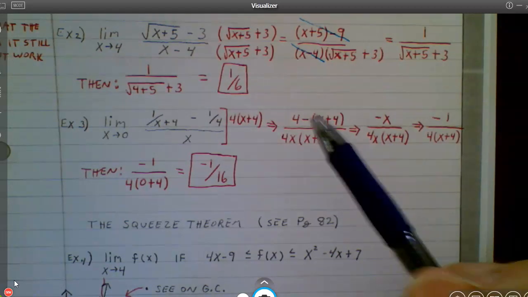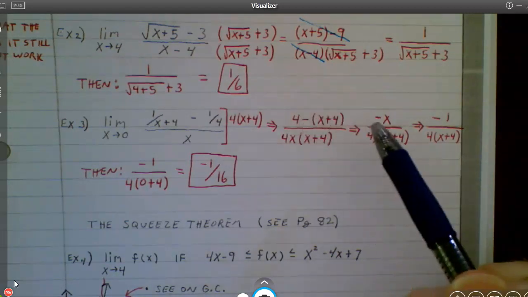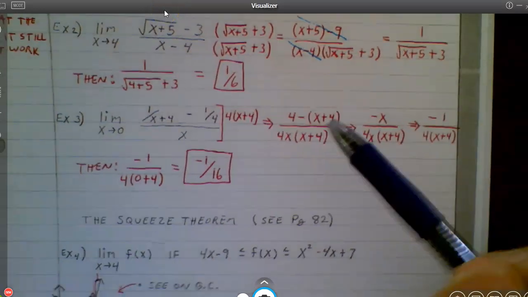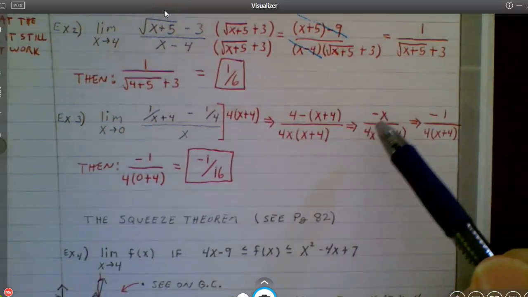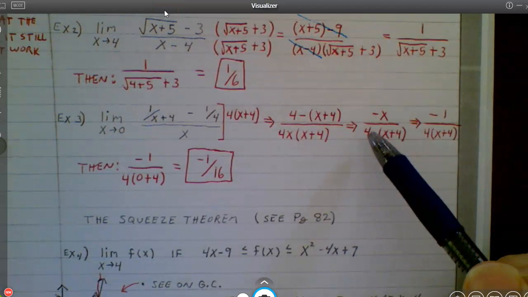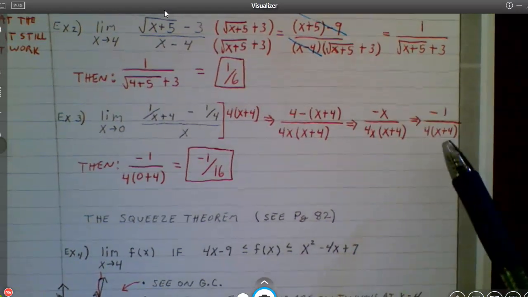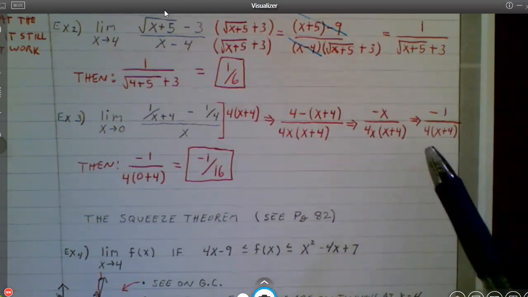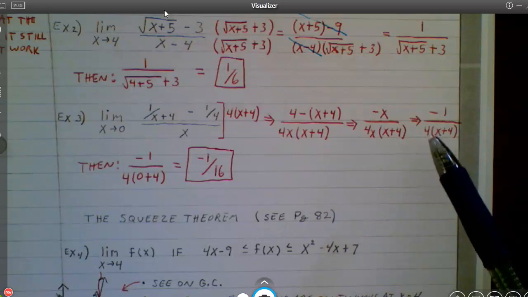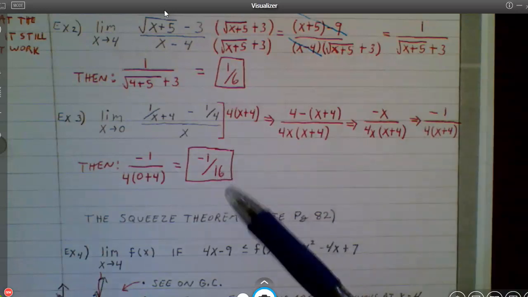On this one, just did a little cleanup on top, and this is what I was left with. Again, now you see we have something that can cancel. My x's right here can cancel. And so this is what I would be left with once it's completely simplified. Now I can plug in 0 for x and do my direct substitution. So my limit as x approaches 0 from this point would come out to be negative 1 over 16.